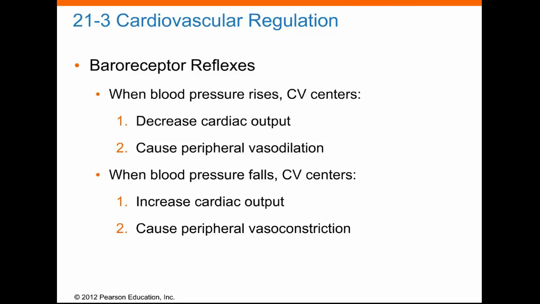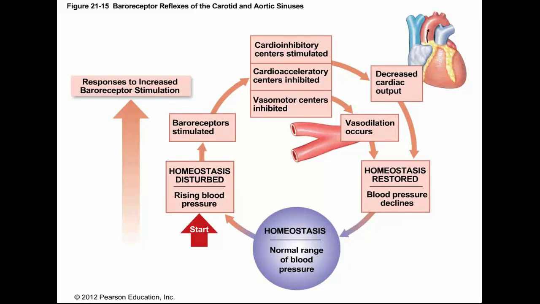So the baroreceptor reflexes, when blood pressure rises, the cardiovascular centers in the brain, they can decrease cardiac output and cause peripheral vasodilation. When blood pressure falls, the cardiovascular centers can actually increase cardiac output and cause peripheral vasoconstriction. This is all to maintain homeostasis. So let's have a look at this.